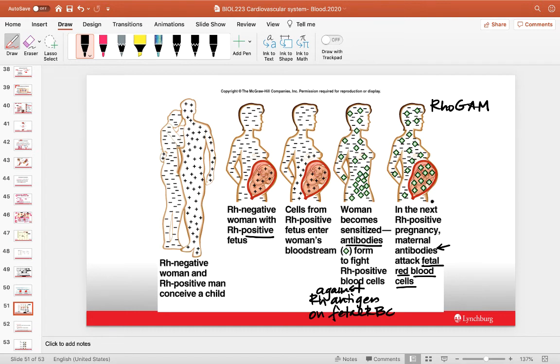And typically the first pregnancy, they still treat it. It's not that they don't treat it, but my understanding is the first pregnancy is not quite as serious as the second pregnancy, because the mother's body doesn't have quite enough time to generate the number of antibodies. But I think it's still a problem, and they will still give you a RhoGAM injection too.